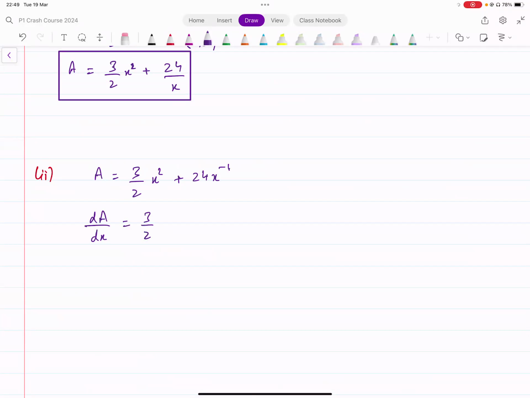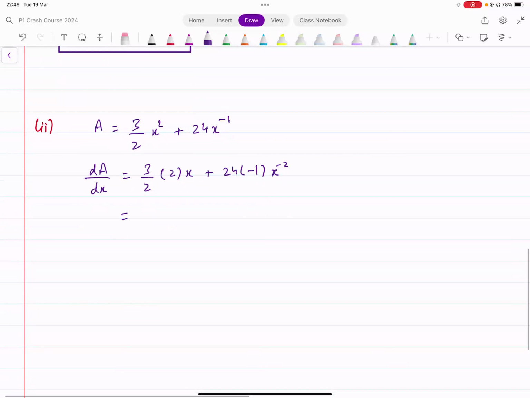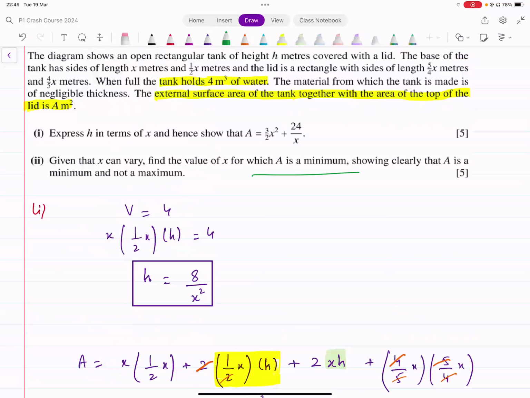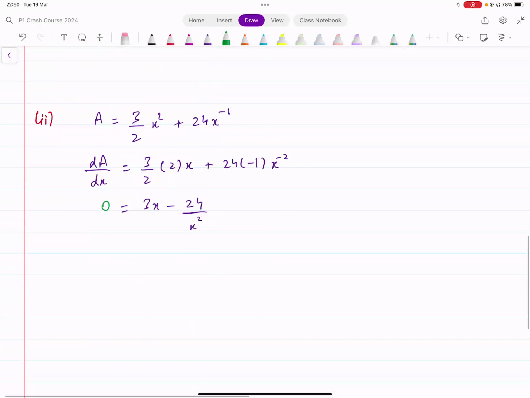3 over 2 remains as it is, multiplied by 2, subtract 1 from the power. That becomes x plus 24 into minus 1 into x raised to power minus 2. That's the derivative. Let's simplify this. That gives us 3x minus 24 over x squared. Now put this equal to 0. Why? Because we're looking for the value of x for which A is a minimum. So we put this equal to 0. And now we solve this equation.